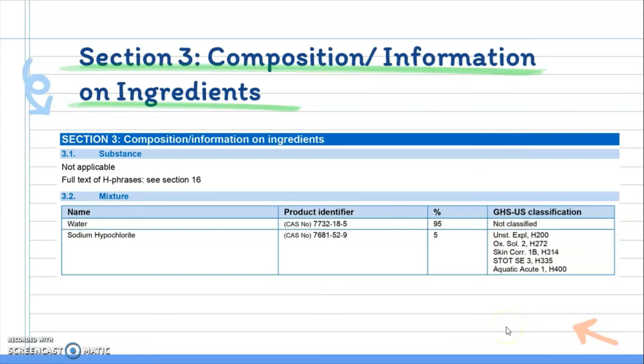On Section 3 of the SDS of sodium hypochlorite, makikita natin yung composition ng ating chemical, which is made of water and sodium hypochlorite.